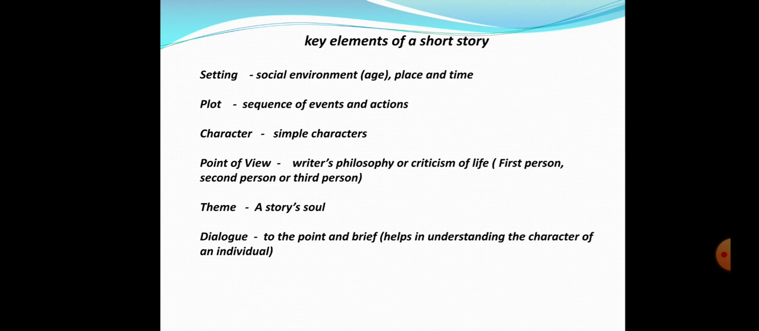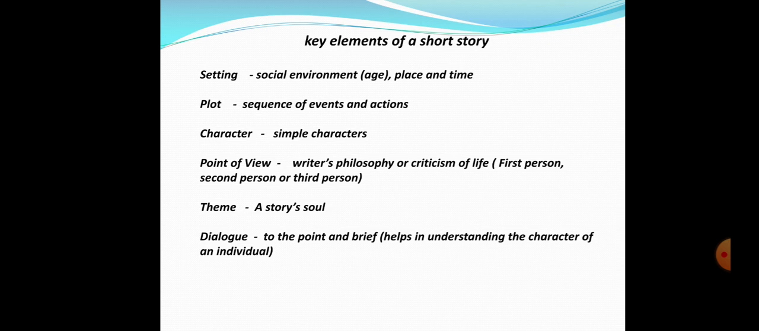Next important aspect is point of view. Every writer has something to say when he sits down to write, and this something is his point of view, his philosophy or criticism of life. He interprets life according to his ability and expresses his point in his story either through first person or second person or sometimes third person.